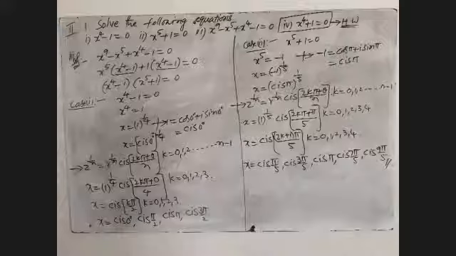Here the degree is 9, so the given equation has 9 roots. These are 4 roots, and these are 5 roots.